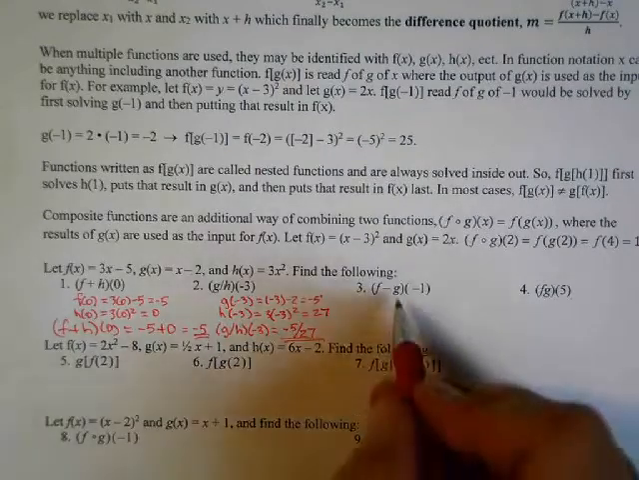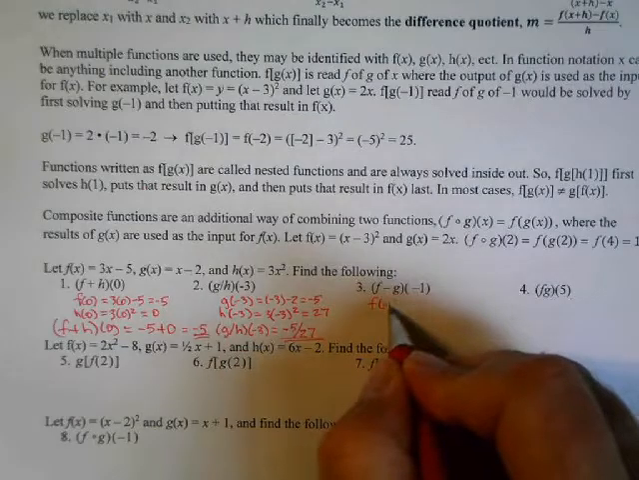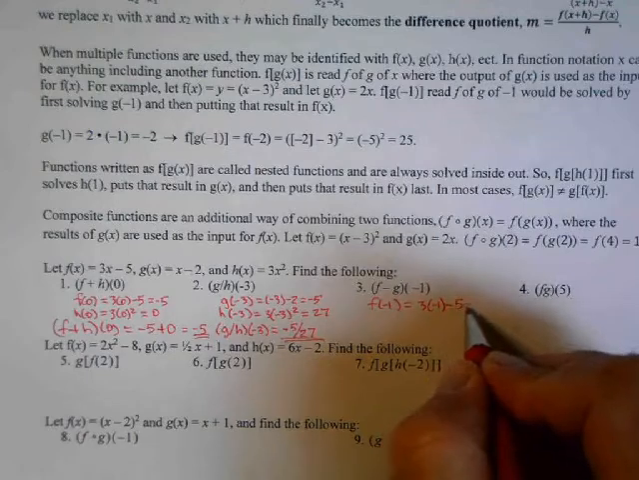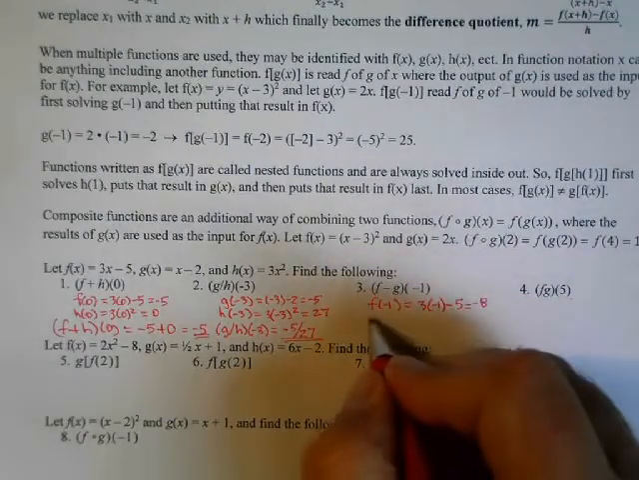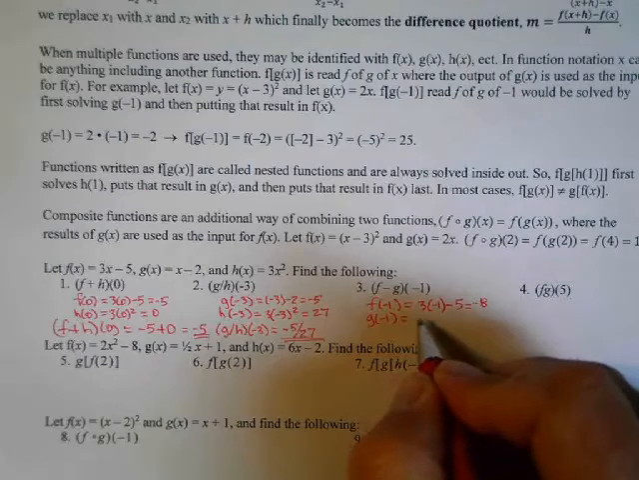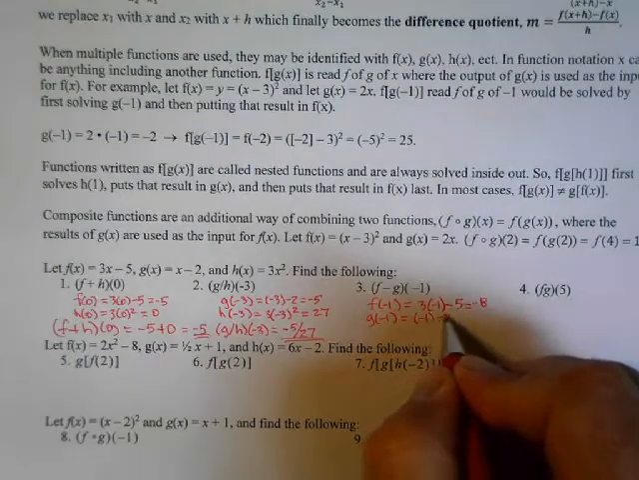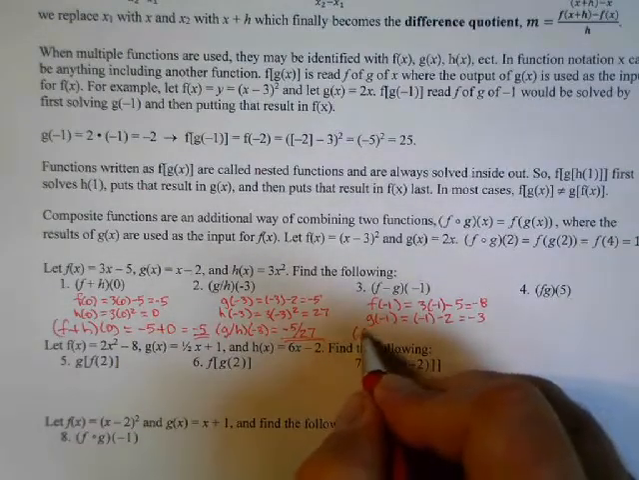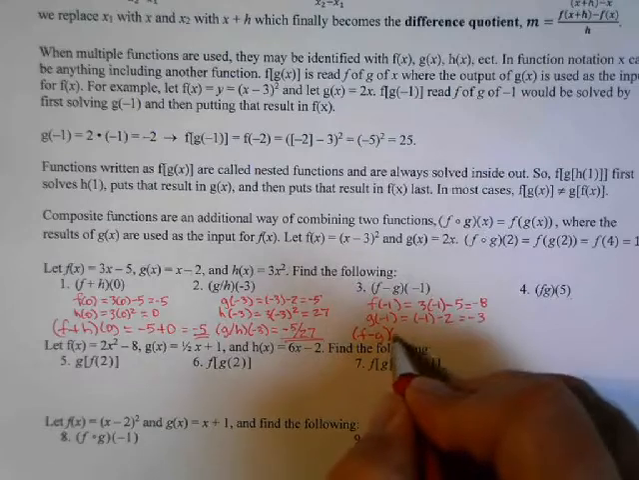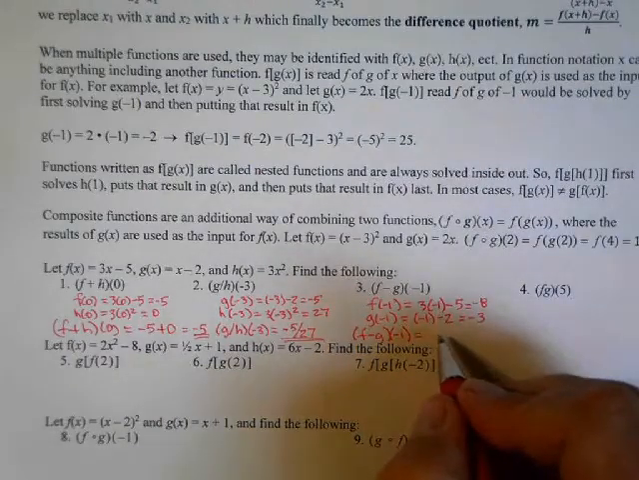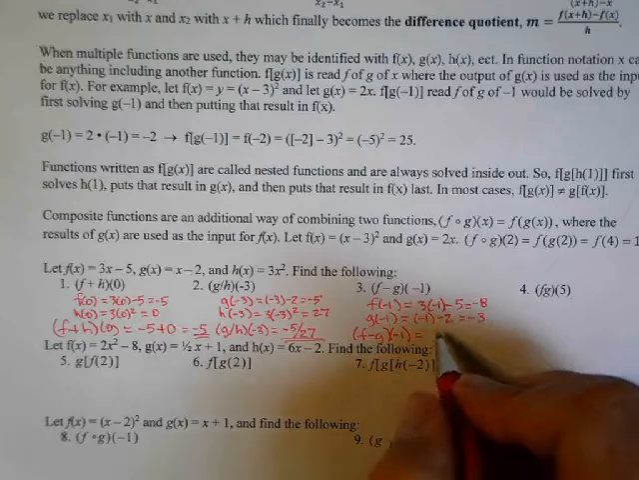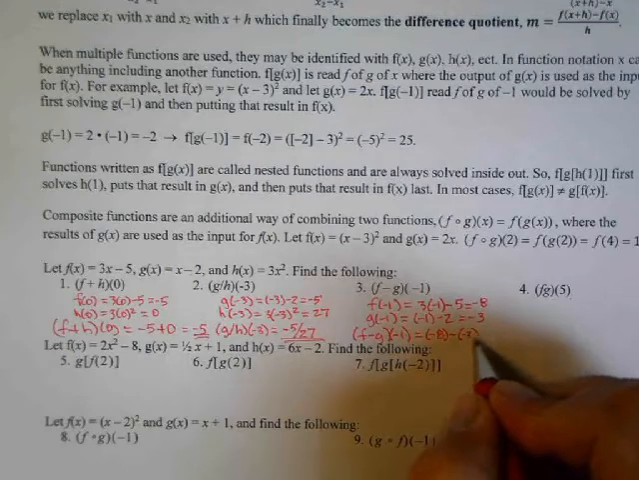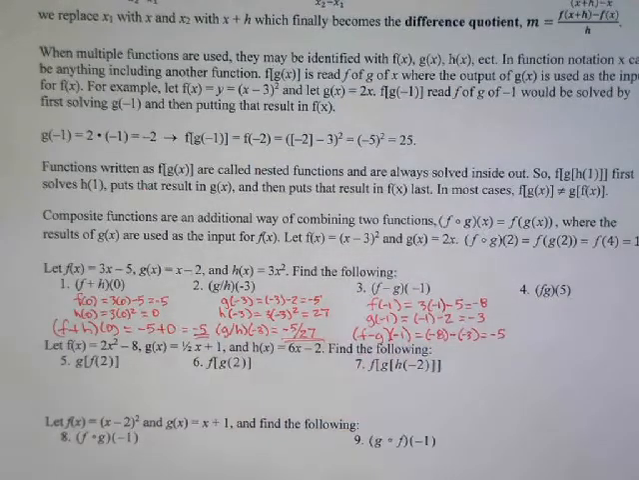All right, now we're going to do subtraction. F of negative 1. So 3 times negative 1, subtract 5, which will be negative 8. G of negative 1, which will be negative 1 subtract 2, which is negative 3. So f subtract g of negative 1 is going to equal the negative 8 subtract the negative 3, which will give me negative 5, because subtract a negative becomes an add.